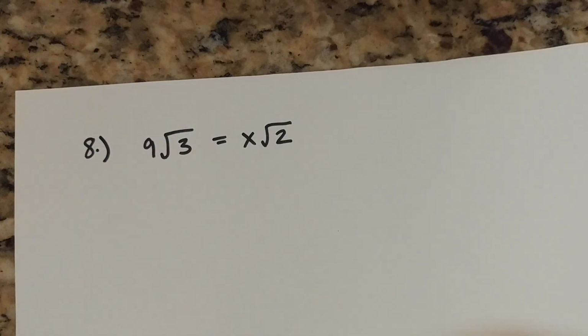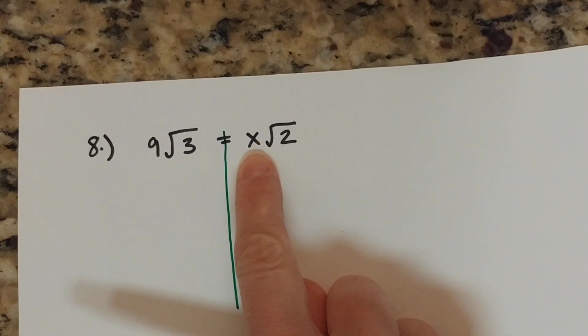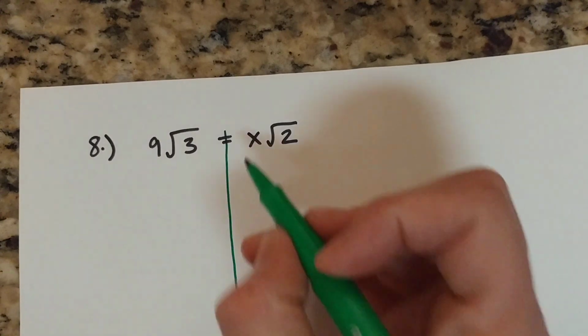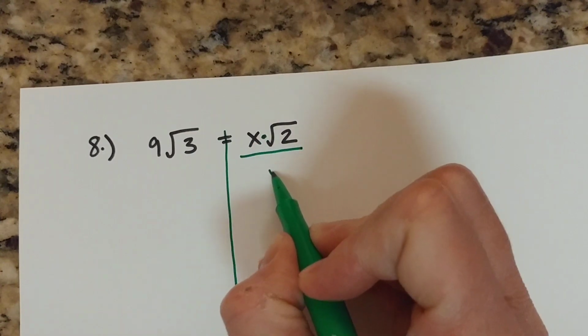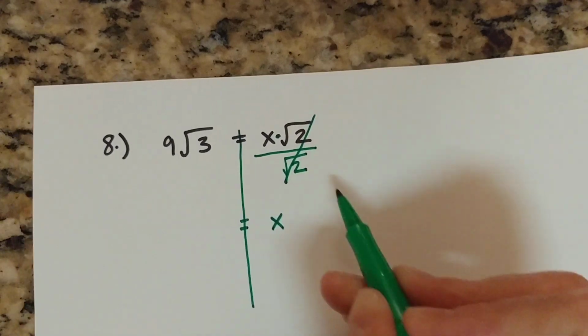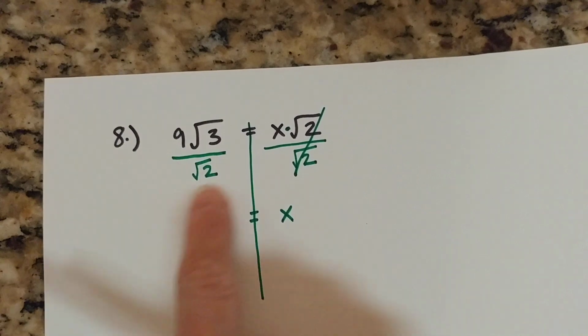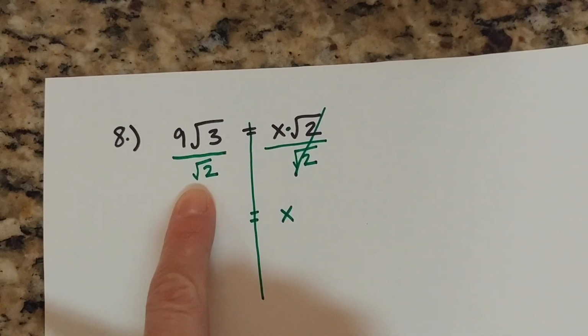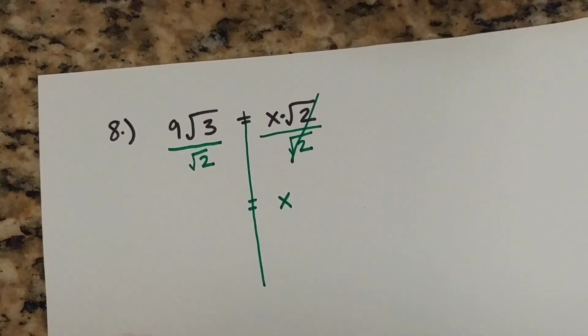Okay, here on number 8, same type of thing. I want to isolate the x, solve for x, get the x by itself. Notice how the x is not under a radical, but it is being multiplied to radical 2. So to get the x by itself, I divide by square root of 2. That would cancel, and I bring down the x. But this means I have to divide this side also by square root of 2. Now, the problem over here is that I can't leave my answer like this. I can't have a radical in the denominator. So I'm going to have to rationalize the denominator.